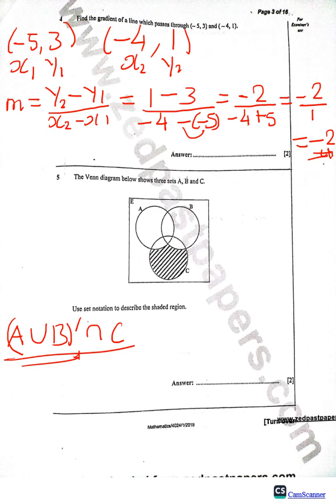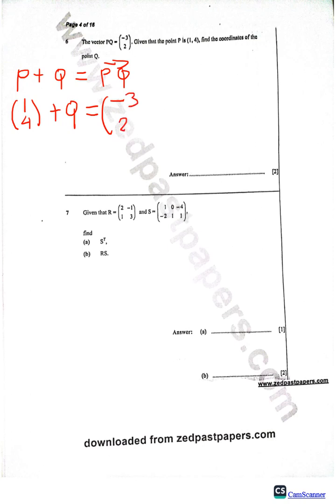Now let's move on to question 6. So question 6, the vector PQ is equal to negative 3 and 2. Given that the point P is 1 and 4, find the coordinates of point Q. So P plus Q is equal to this vector PQ. Now let's look at what we are solving. We are solving for the coordinates of Q. So P we are given. So the coordinates for P is 1 and 4, plus Q is equal to, then for PQ is negative 3, plus 2.